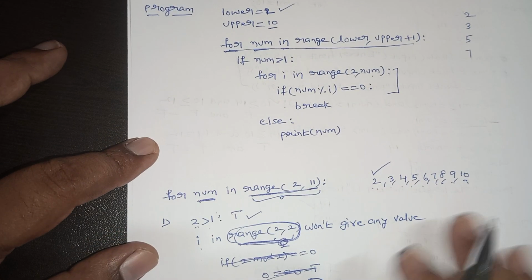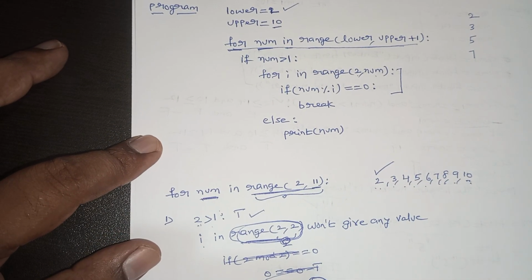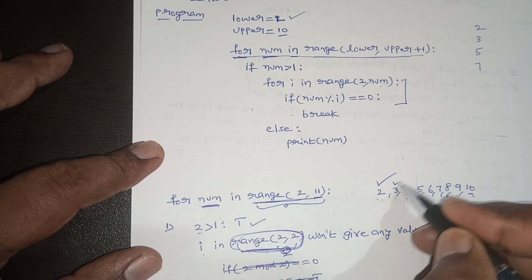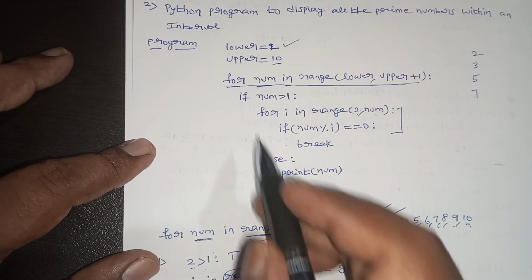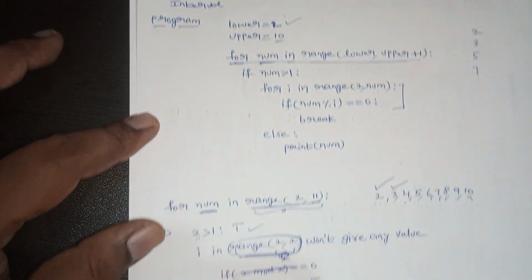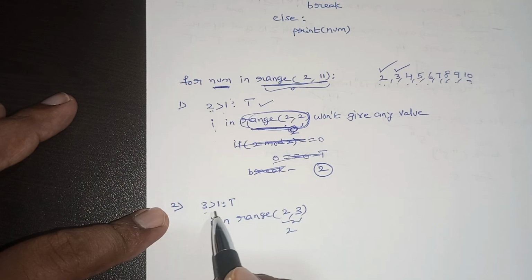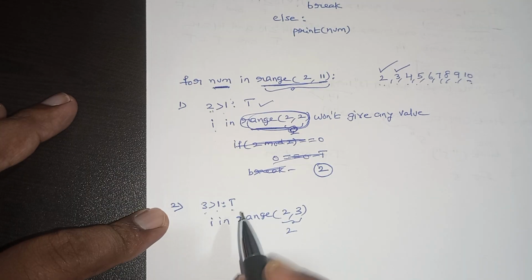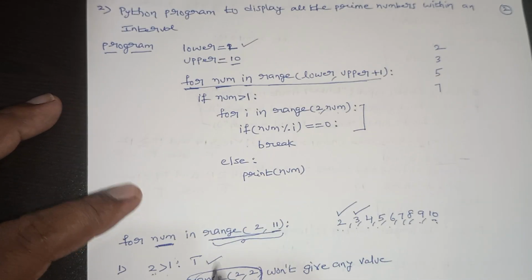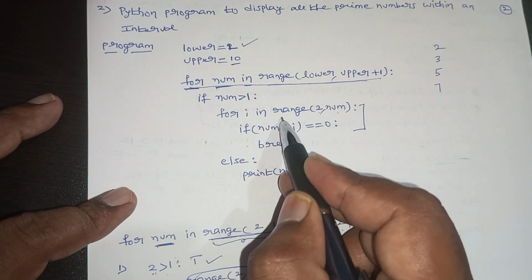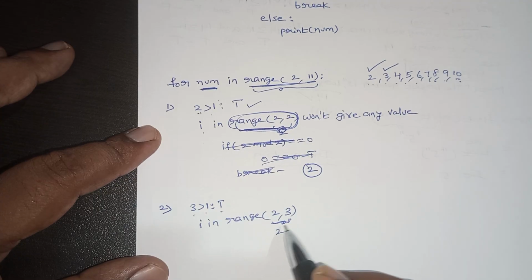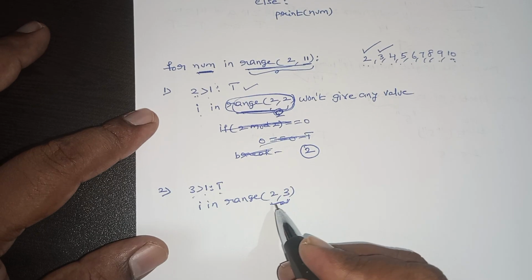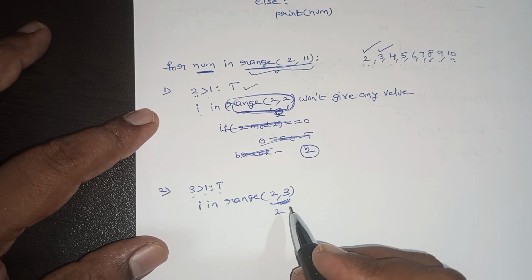Like that. Now again, where do I have to go? Num equal to 3. Then 3 is greater than 1, so condition true. Then again you come to this for i in range of 2 comma 3. So range of 2 comma 3 gives 2. That you have to make a note, range of 2 comma 3 gives 2.